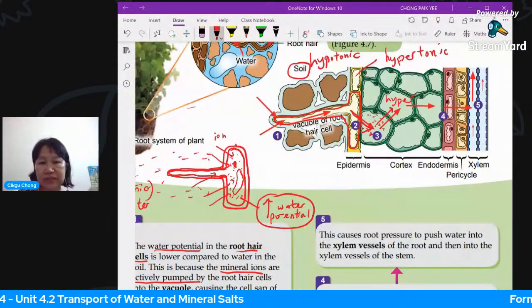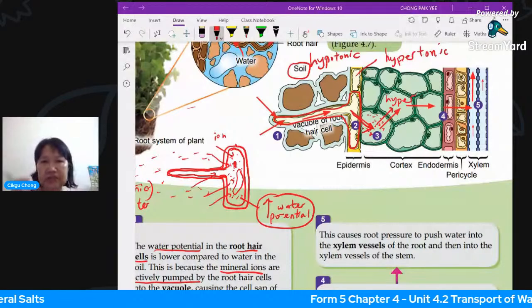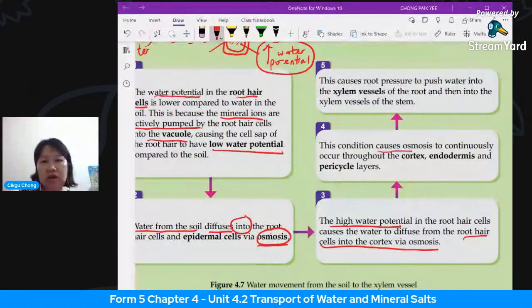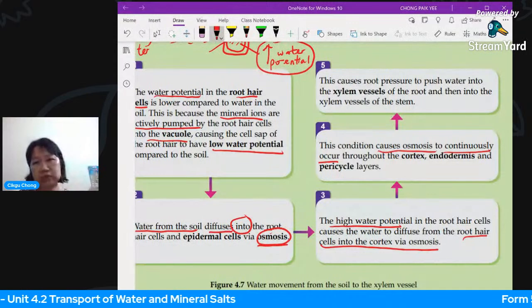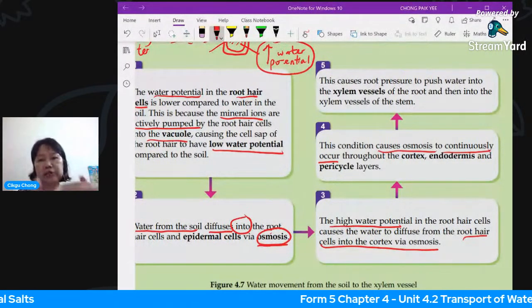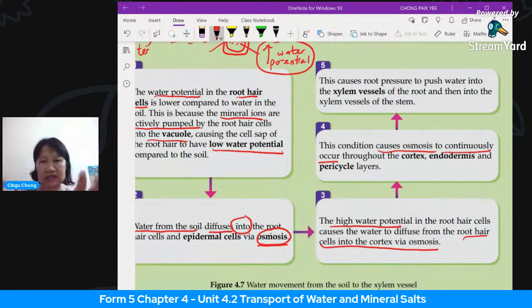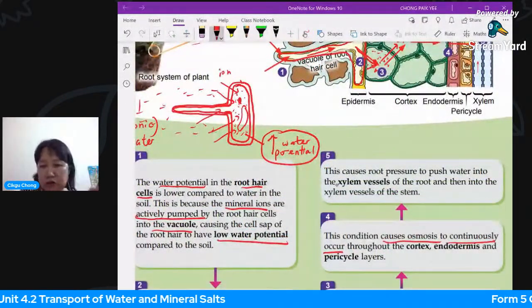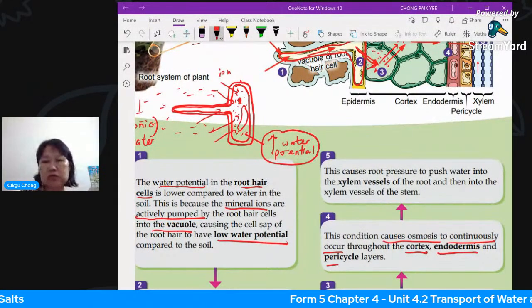Okay, so number 3 is done. Now number 4, this condition, that means the difference, one cell is hypertonic, one cell is hypotonic, causes osmosis to continuously occur. From cell 1 to cell 2, cell 2 to cell 3, cell 3 to cell 4. So the water gradually gets transferred inside through the cortex. The cortex is thick, a few layers of cells. So this goes through the cortex, then continuously through the endodermis and also to the pericycle.